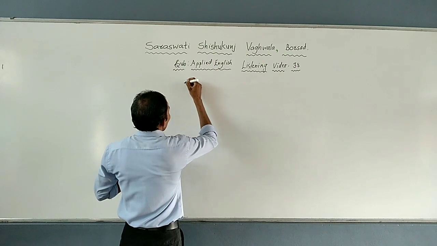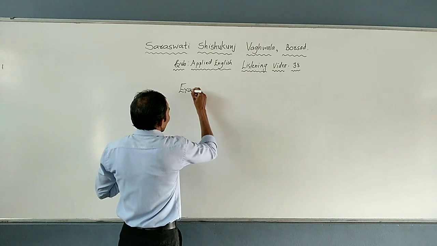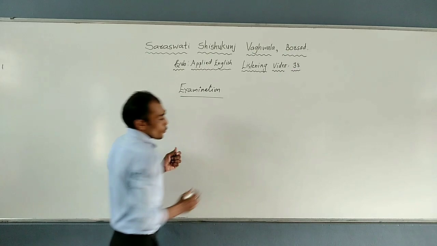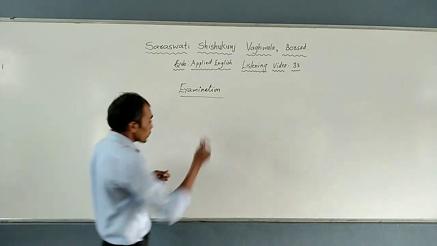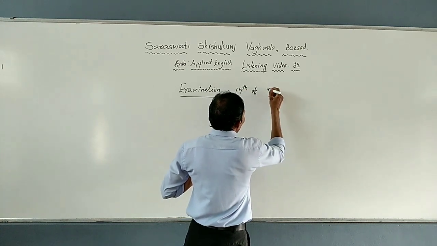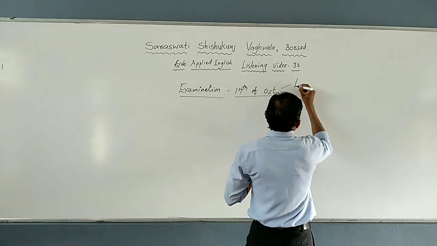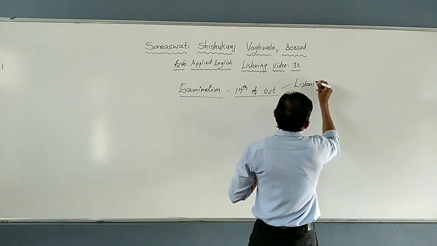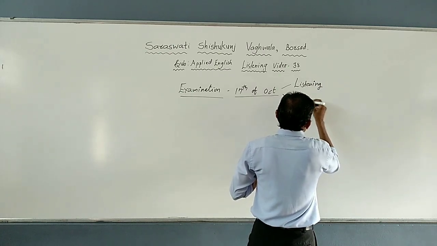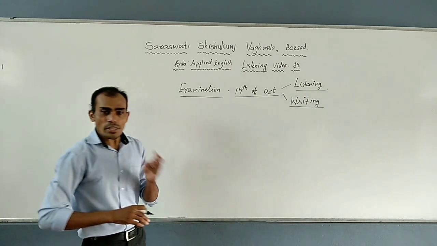So I write examination. When are you going to have it, students? On 17th. So I write 17th of October. Which are the two modules, students, you are going to have? One is listening. I write here listening, and the second one is writing. These are the two modules that you are going to have on 17th of October.